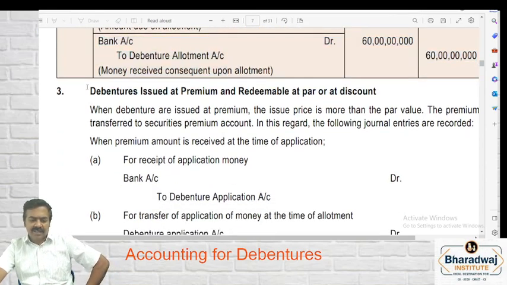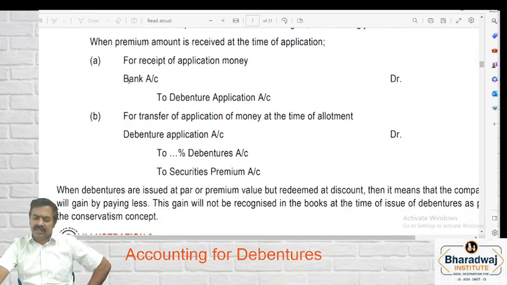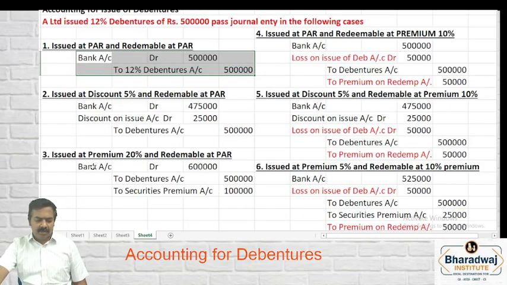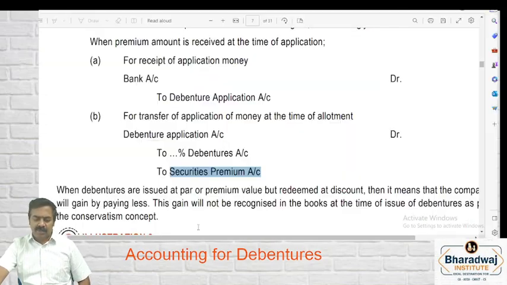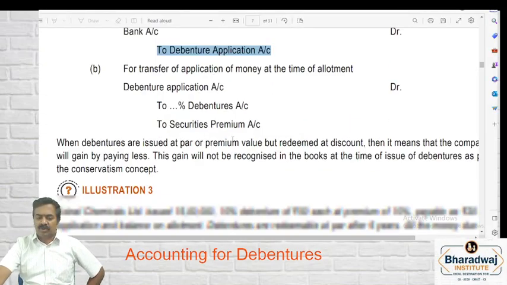Next part. Debentures issued at a premium, redeemable at what? Par. What is the entry for collecting application money? Bank account debit to which account? Debenture application account. Now, debenture application to debentures to securities premium. We would have passed a direct entry. What is the entry we would have passed? Bank account debit to debentures to what? Securities premium. Like that they would have passed, but they bring in an application account, that's all.